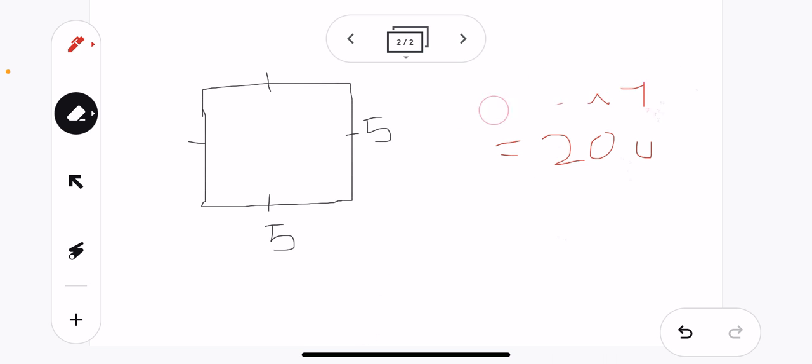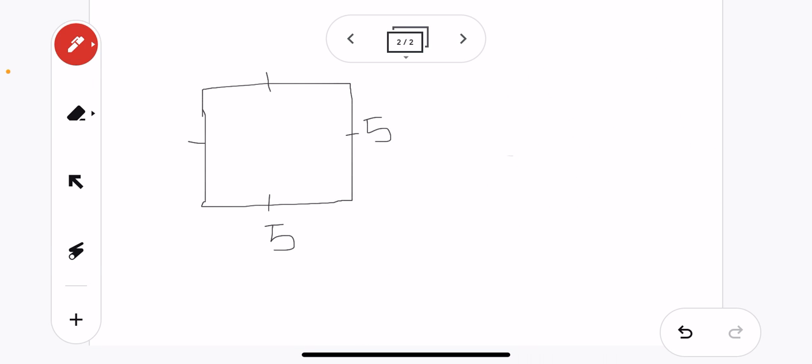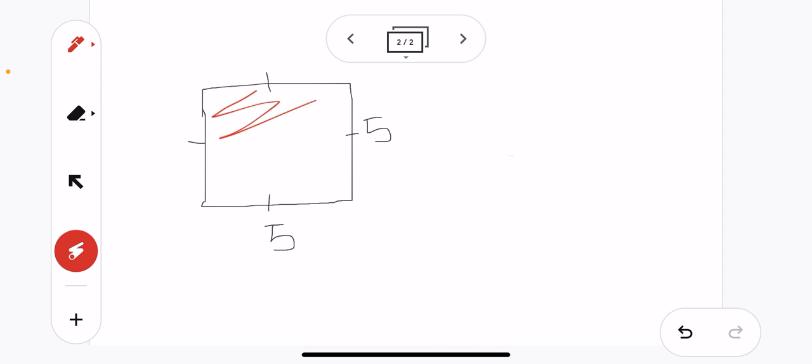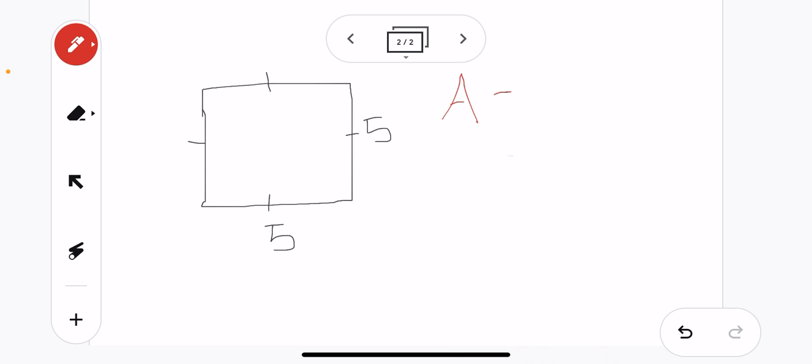Now, when we talk about area, we want to find the area that's encompassed by the perimeter. So all this area. What we would do for a square to find the area is just do one side multiplied by another side. 5 times 5 in this case. And that would come out to 25 units squared. So that's how you find the area for a square.